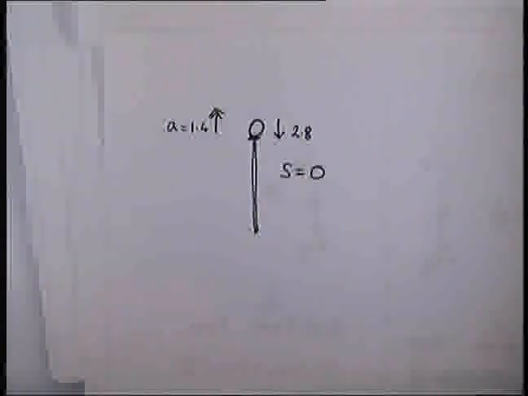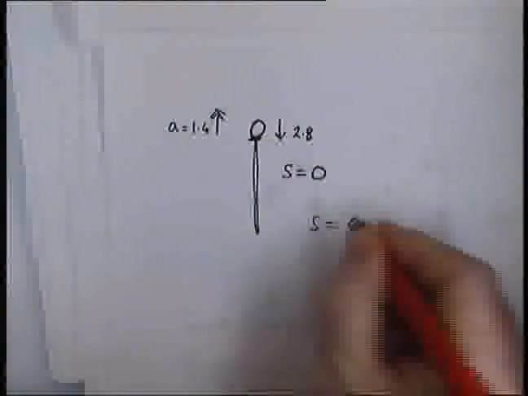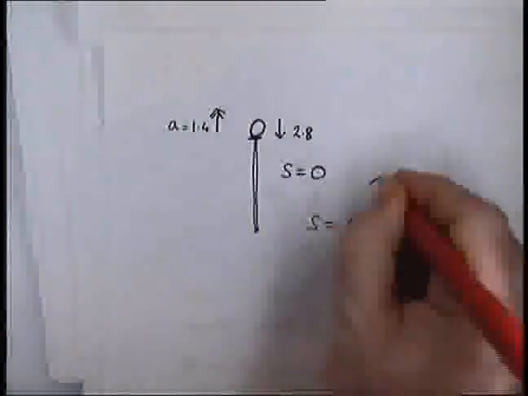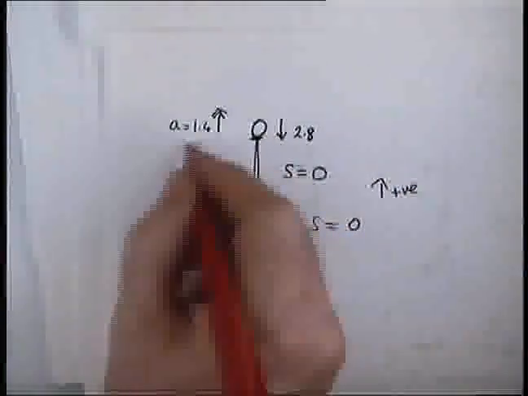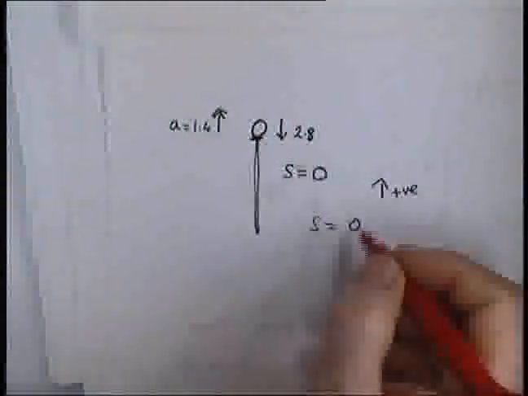So now we know that s equals 0, we can think about our suvat equation. So s equals 0. Let's make up to be positive, because that's the direction of acceleration. Doesn't matter, as long as you are consistent.